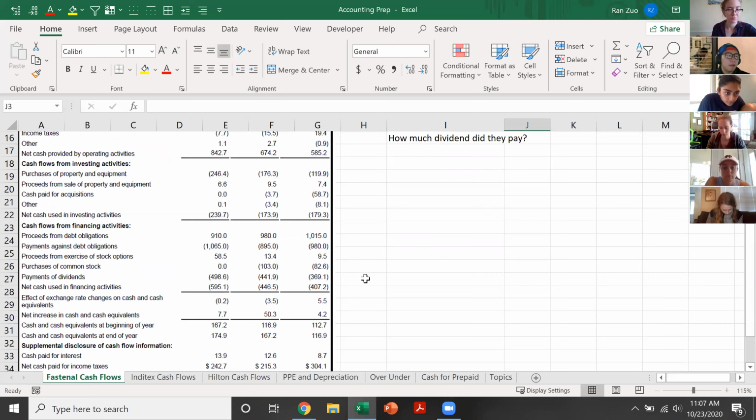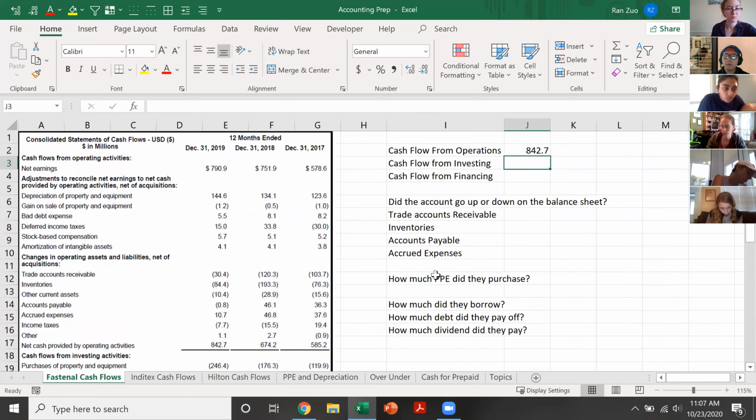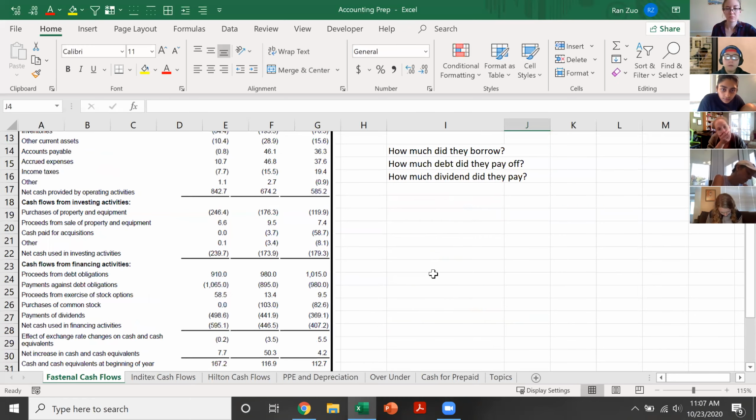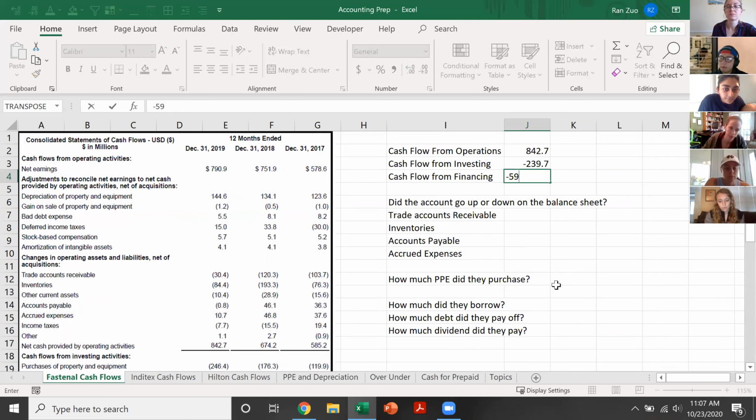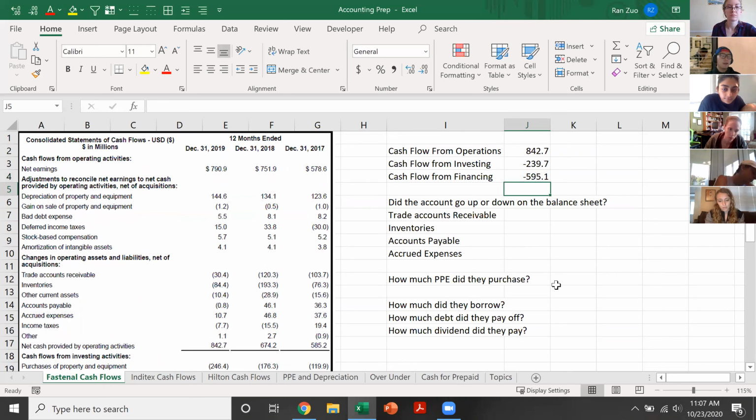And since it's negative, what does that mean? It means that they bought long-term assets and spent more cash on that than they got in. Yeah, exactly. Okay, very good. And cash flow from financing: negative 595.1. Very good. Similarly, since it's a net negative, on a net basis they spent more cash in financing than they took in.